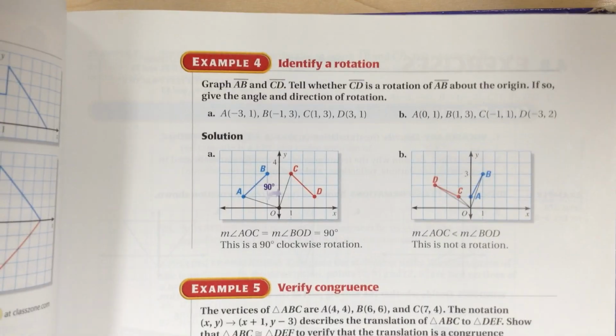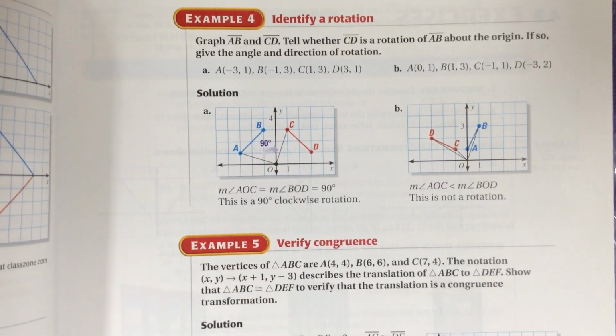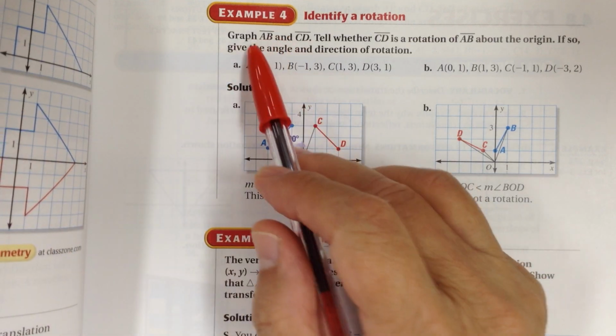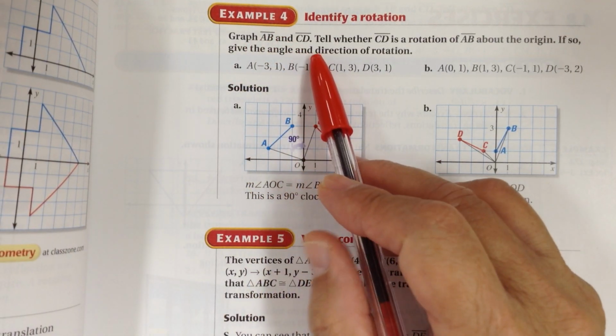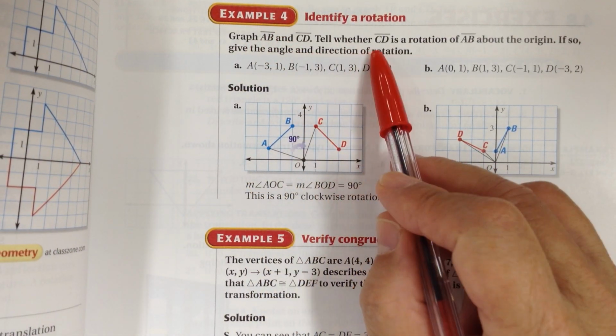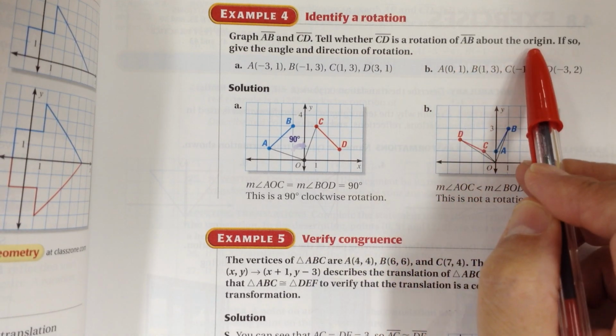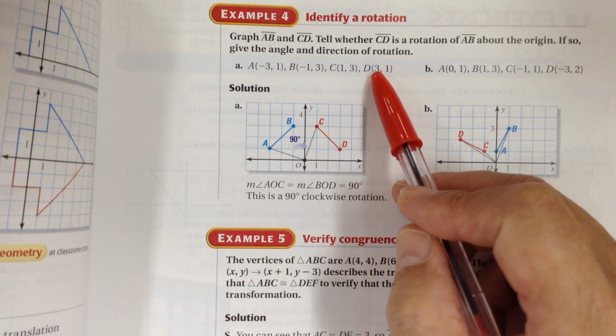Okay, identify a rotation. So on page 275, it says graph AB and CD, and determine whether CD is a rotation of AB about the origin. If so, give the angle and the direction of rotation.